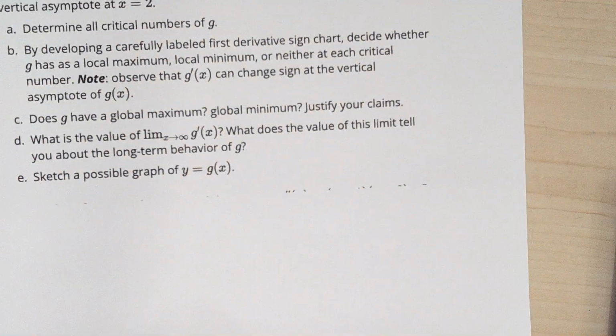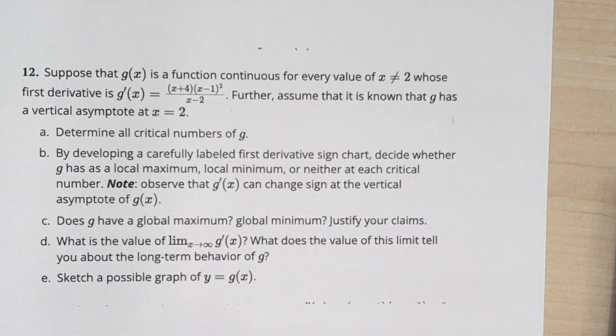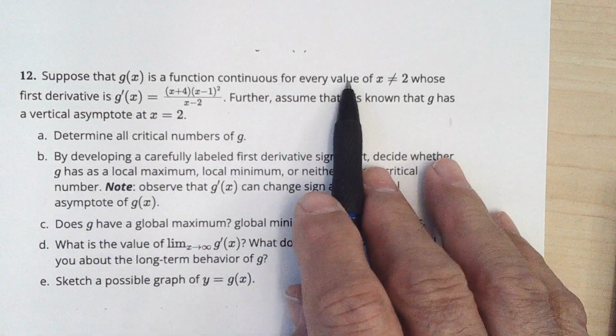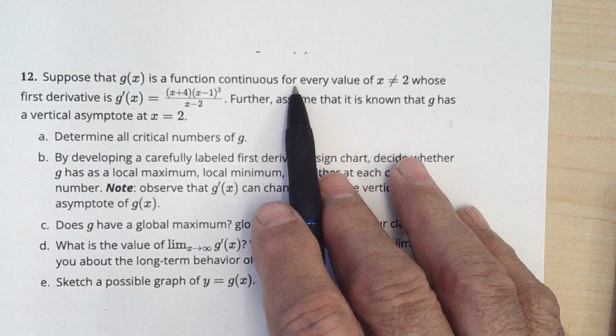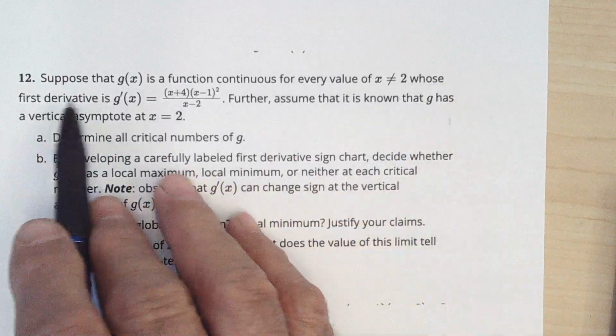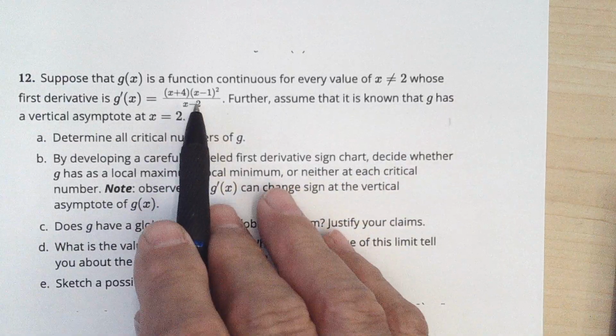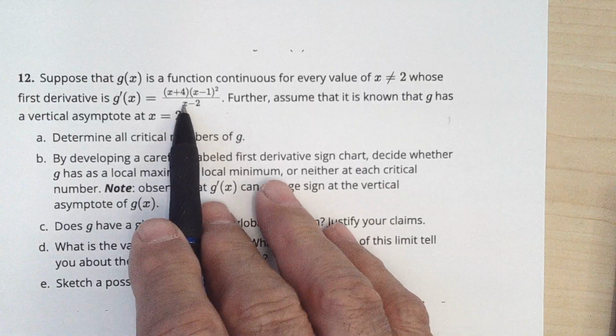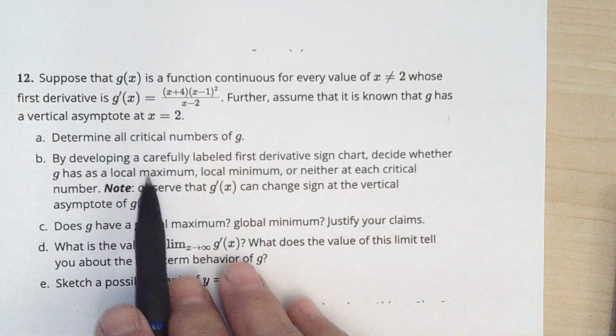Okay, 12. Suppose that g of x is a function that's continuous everywhere, every value of x not equal to 2. And the first derivative looks like this. And that's obviously not going to be continuous at 2 because you can't divide by 0.